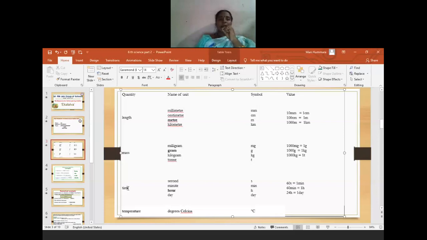Next, time. Second is represented as s. 60 seconds is equal to 1 minute. Minute, min. 60 minutes is equal to 1 hour. Hour, h. 24 hours is equal to 1 day. We know very well 24 hours is equal to 1 day. Temperature, degree Celsius, represented as C. Are you clear, children?